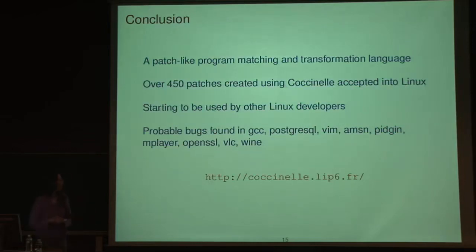Okay, so in conclusion, we have developed a patch-like program matching and transformation language. You can write your specification in something that's very, very close to C code. There are not a lot of different APIs to learn. We've used this to create over 450 patches which have been submitted into Linux. Some other Linux developers have been using this, sometimes without asking us very many questions, so I think it should be very easy to get started with. We haven't worked very much on other software projects, but we have looked in some detail at various things, especially OpenSSL, VLC, and Wine.